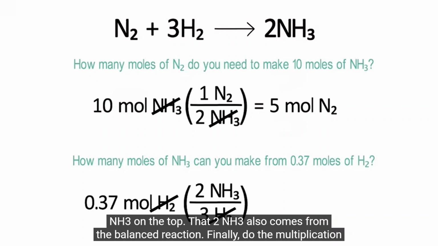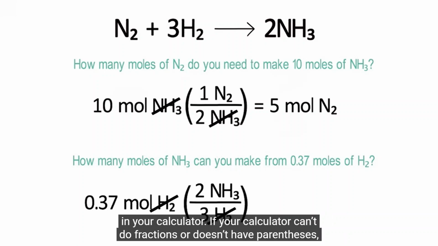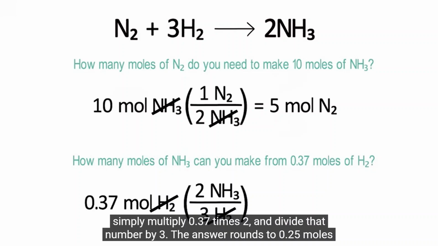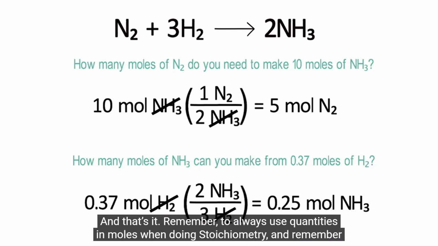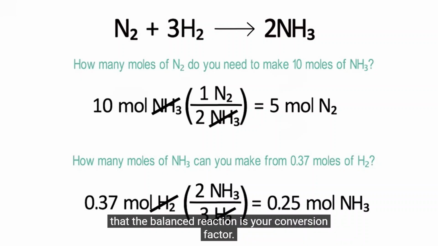Finally, do the multiplication in your calculator. If your calculator can't do fractions or doesn't have parentheses, simply multiply 0.37 times 2 and divide that number by 3. The answer rounds to 0.25 moles of ammonia. And that's it. Remember to always use quantities in moles when doing stoichiometry, and remember that the balanced reaction is your conversion factor.